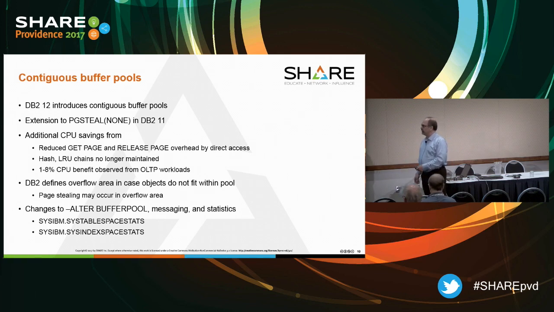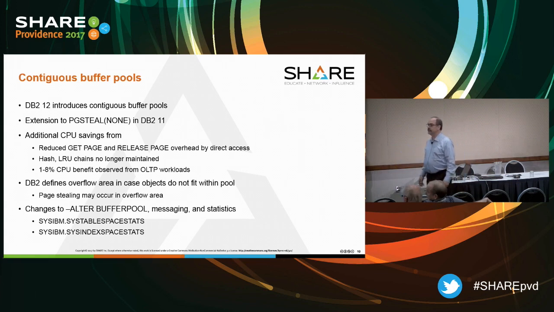To support all of this, there are going to be changes to alter buffer pool. So you can say, change it from page steal LRU to page steal none. We're going to be changing various messages and statistics. And one of the key changes is that we're going to track get pages in SYSTABLESPACESTATS and SYSINDEXSPACESTATS. And this is for you to go and see how many get pages you're doing for a particular object, and maybe that object is a good candidate to put into a page steal none buffer pool. So at least you can go find the statistics to support your decision.